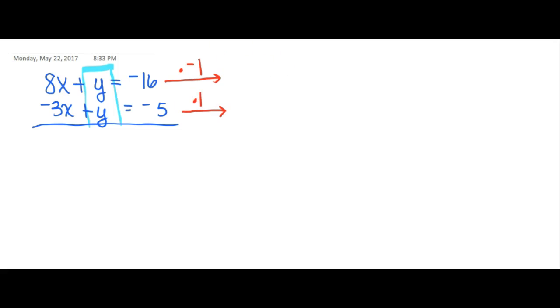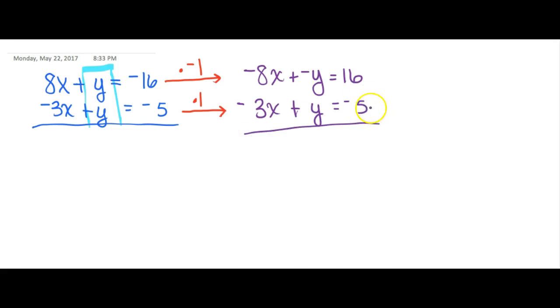So our new equation is going to be -1 times 8x, which is -8x. -1 times y is a -y. And then -16 times -1 is a +16. And then I'm just going to multiply equation b by 1: x plus y equals -5. I already distributed, so I can jump down to step 6, which is to add them.